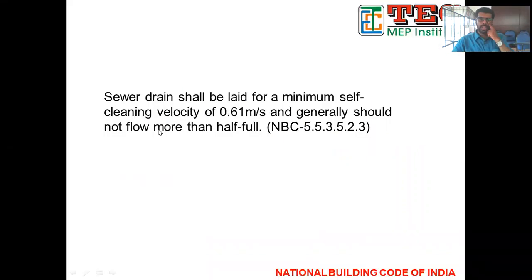it is said that the sewer drain shall be laid for a minimum self-cleansing velocity of 0.61 meter per second. A minimum self-cleansing velocity. So normally the self-cleansing velocity is 0.75 meter per second. So for a sewer drain, what the NBC is stipulating is that the sewer drain shall be laid for a minimum self-cleansing velocity of 0.61 meter per second and generally should not flow more than half full.